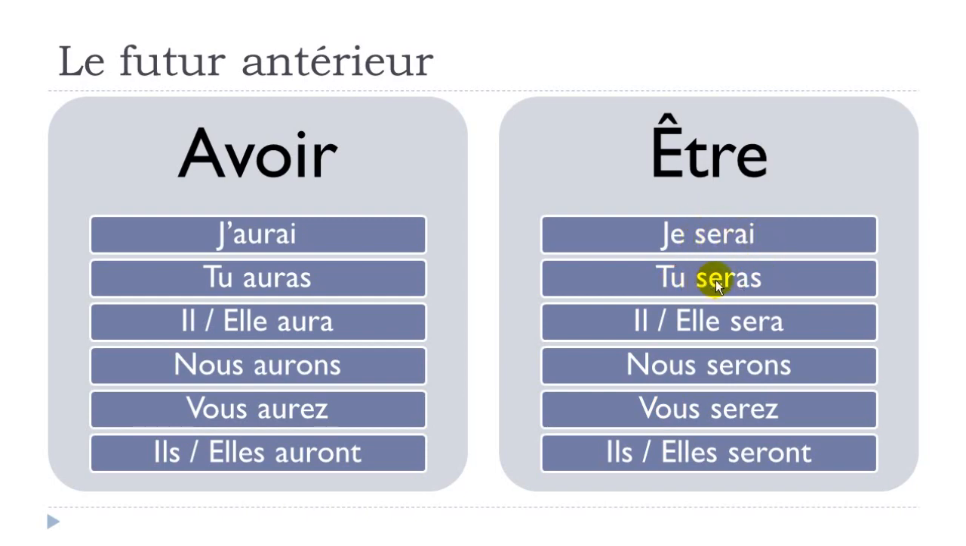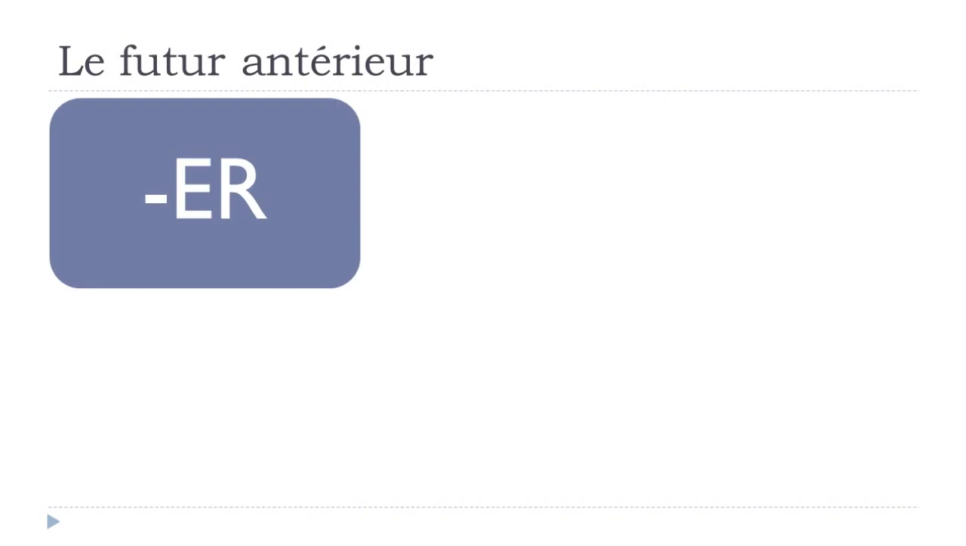Alright, then tu seras, final S not pronounced, tu seras, il sera, elle sera, nous serons, so final S not pronounced, then O and N, on, serons, vous serez, Z together at the end, serez, alright? Ils seront, final T not pronounced, and then you've got this nasal, on, seront, elles seront. Alright, so one more time. Je serai, tu seras, il sera, elle sera, nous serons, vous serez, ils seront, elles seront. So remember that the second part should be what we call this participe passé form.